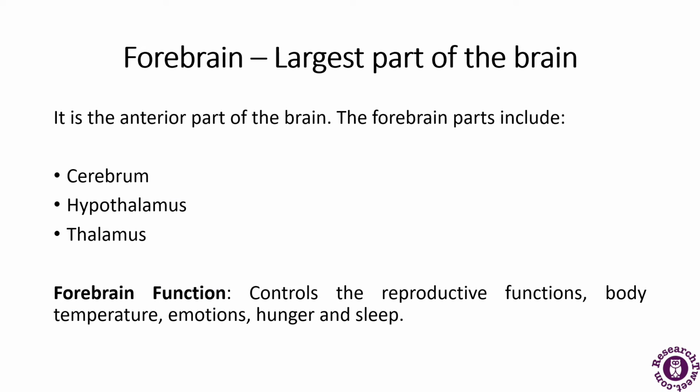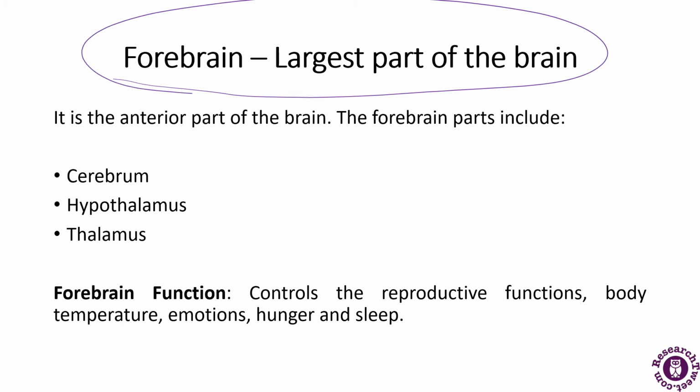First I will talk about the forebrain, which is one of the largest parts of the brain, and it is the anterior part of the brain. The forebrain parts include the cerebrum, hypothalamus and thalamus. These are the three parts into which it is divided. What is the function of the forebrain? It controls the reproductive functions, body temperature, emotions, hunger and sleep. These are all the functions of the forebrain.